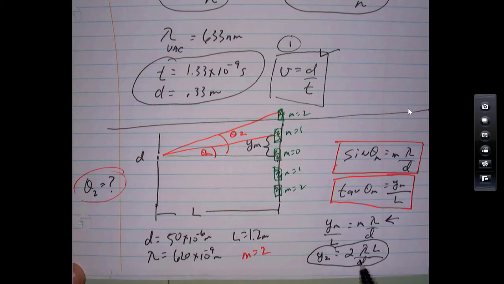Now, if you didn't want to use this approximation, although it works out really well because m is small, you could just use this formula: the tangent of theta, which now you know what theta is, y sub m over L. So this would be y2 corresponding to theta 2. Okay, very good. Let's look at the next one.